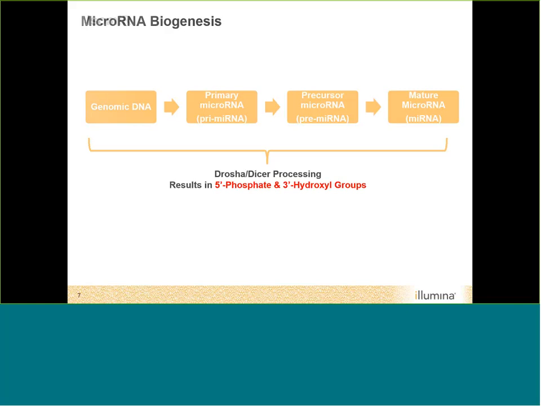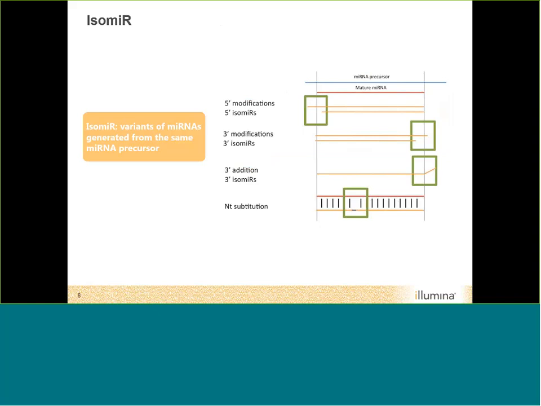So mature microRNA is something our library prep kit and our software will report. Our library prep kit will capture and our software will report also the isomer. You might have heard the term isomer. So what is isomer? Isomer is just a variant of microRNAs that are generated from the same microRNA precursor. Isomers can be generated by 5' modification, shown on the right, or by 3' modifications. It can be also generated by 3' addition or nucleotide substitution.